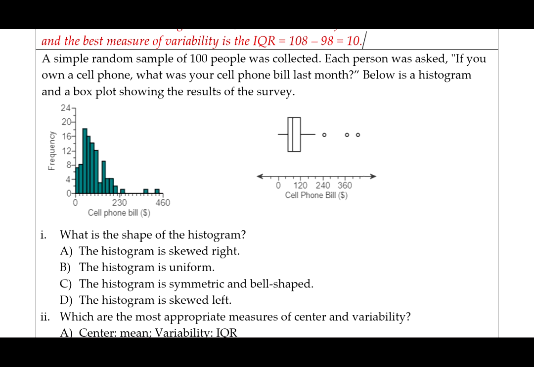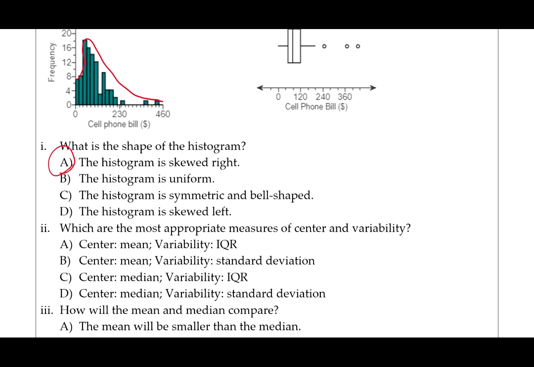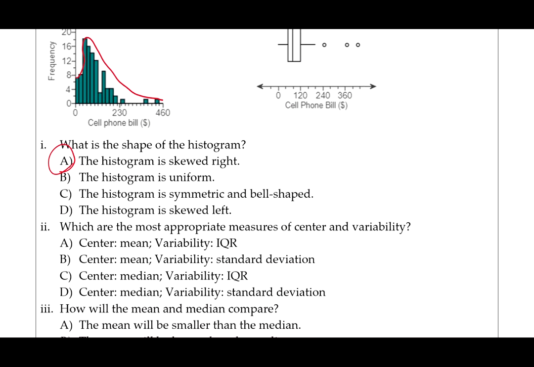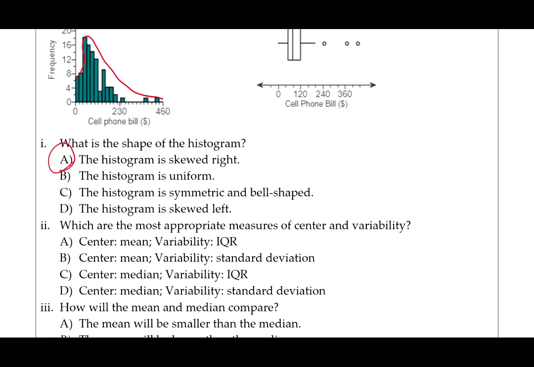This histogram looks very similar to the one we looked at before, where the tail on the right is pulled out longer. Let me try to draw that a little bit better. Something like this. So that makes this a right skewed or a skewed right distribution. Which are the most appropriate measures of center and variability? Just like in the example above, the best measure of center for a skewed distribution is the median, and the best measure of variability for a skewed distribution is the IQR.